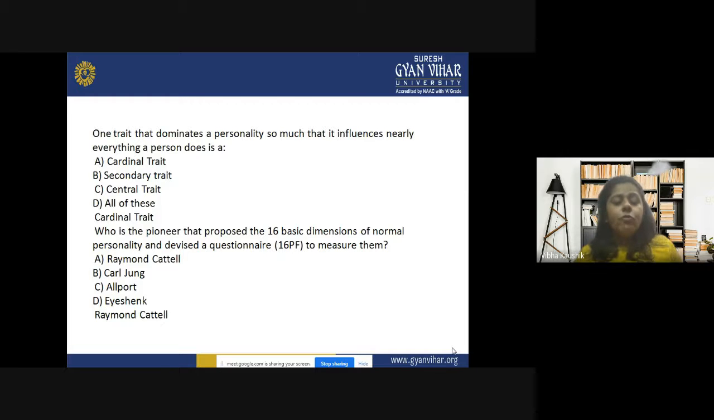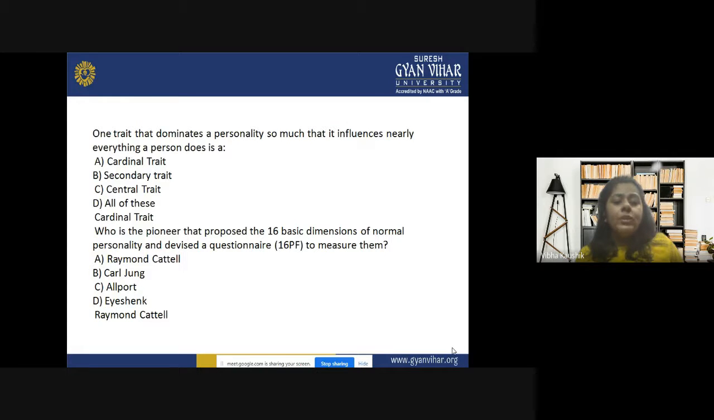Yes, students, what will be the correct answer? Yes, the correct answer will be option A, that is cardinal trait. So, cardinal trait is a type of trait that dominates a personality so much that it influences nearly everything a person does in his or her life.